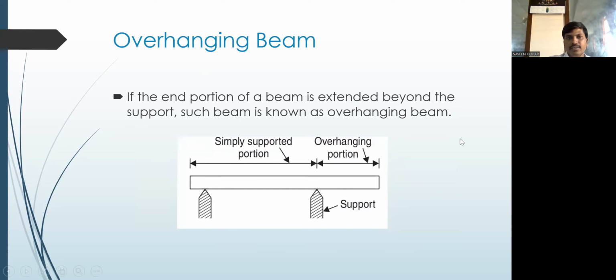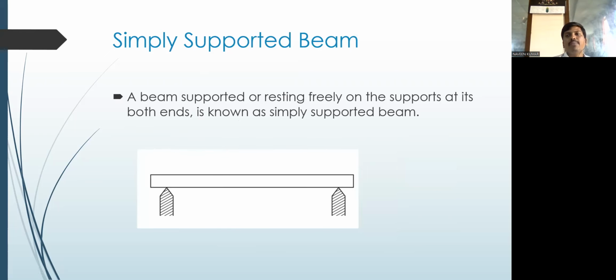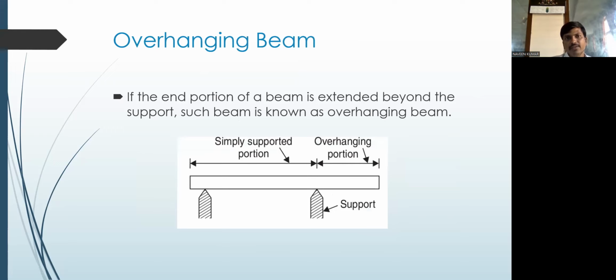Next is simply supported beam. A beam resting freely on two supports is known as a simply supported beam. The third one is overhanging beam. If the end portion of the beam is extended beyond the support, that type of beam we can call an overhanging beam.